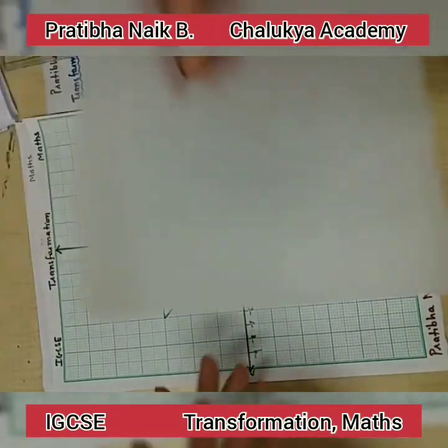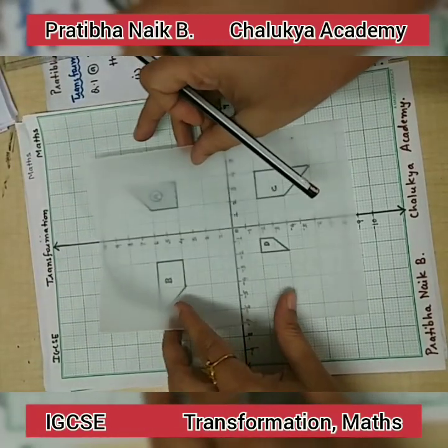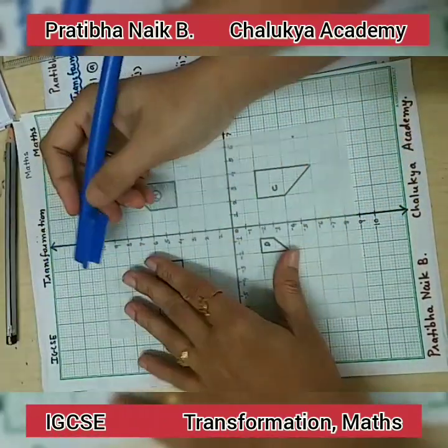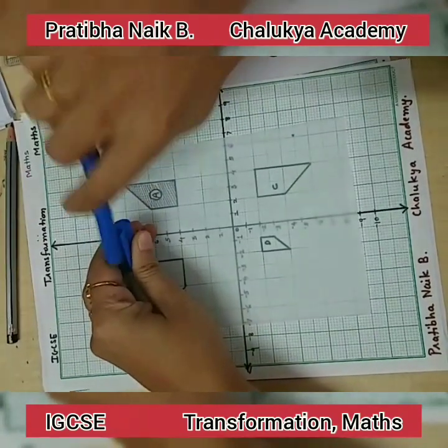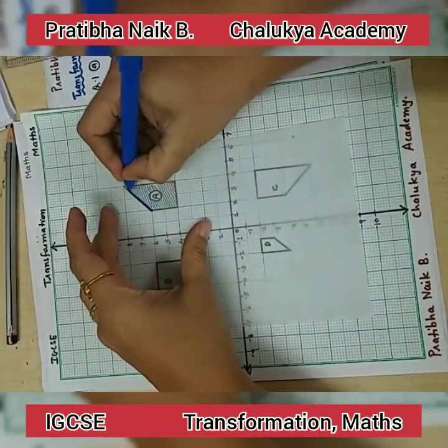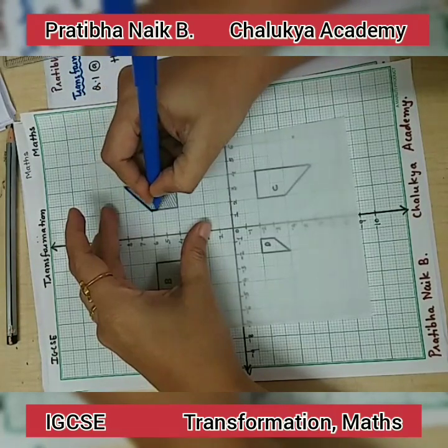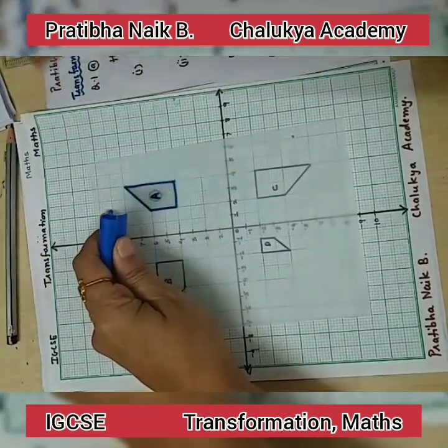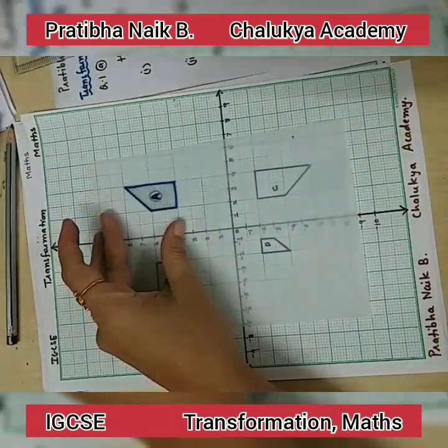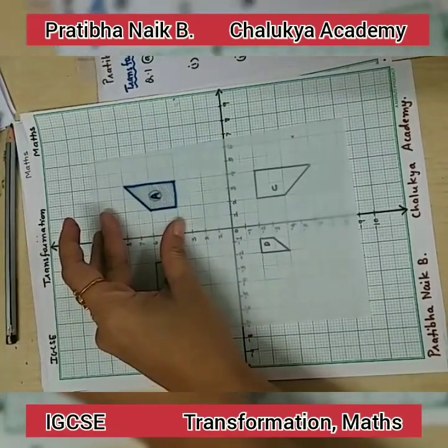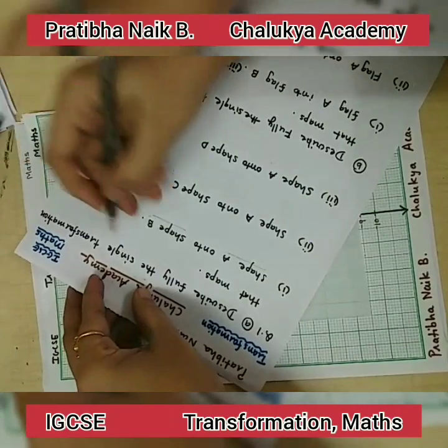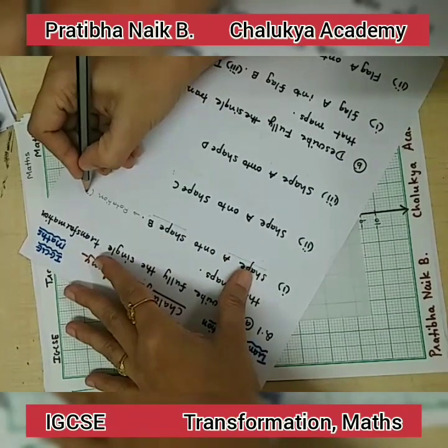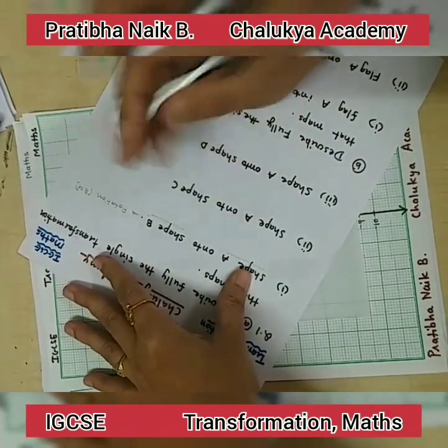Now I am taking this tracing paper. I am keeping this tracing paper over this graph paper and I will trace this triangle A. Now we know that in rotation you need to give 3 points. So it might be a rotation, and if it is based on rotation, it will be asked for 3 marks. So you have to provide 3 points.